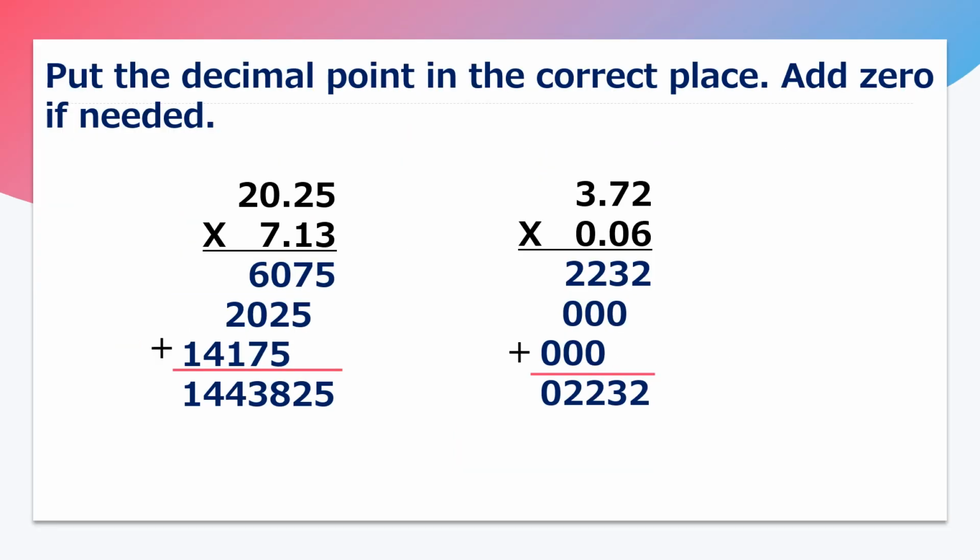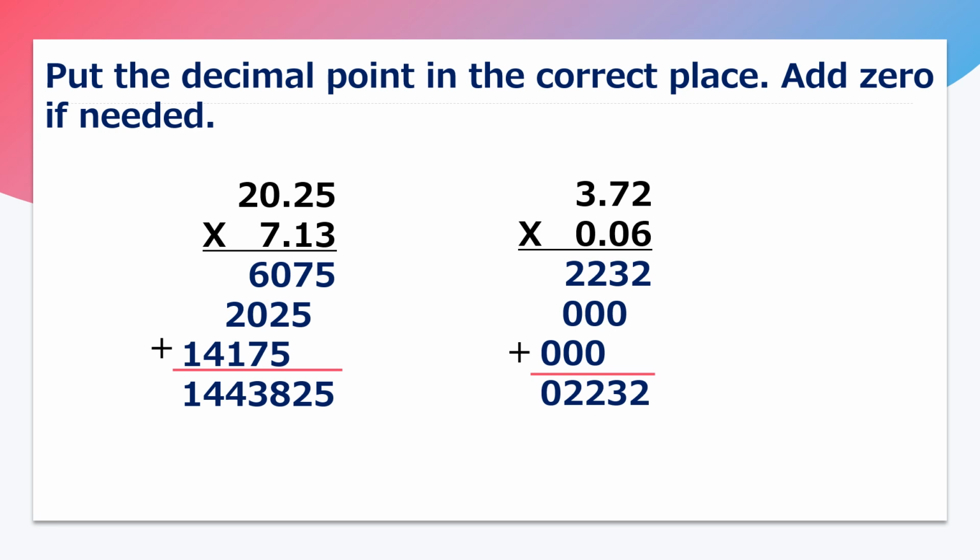Let's proceed to learning task 1 in your module. The instruction is to put the decimal point in the correct place. So, paano yon? Simple lang. Find the total number of decimal places in your factors. And then, kung gaano karaming nabilang mo ang decimal place sa iyong factor, ganun din karaming decimal places ang bibilangin mo sa iyong product bago mo ilagay ang iyong decimal point.